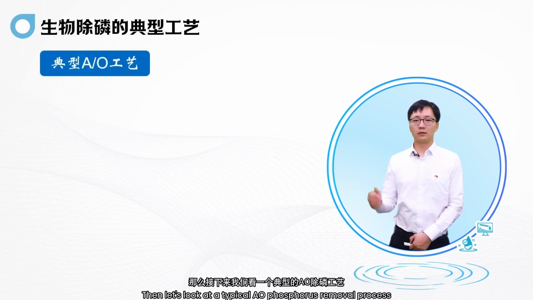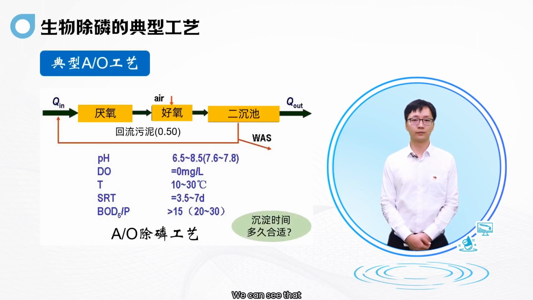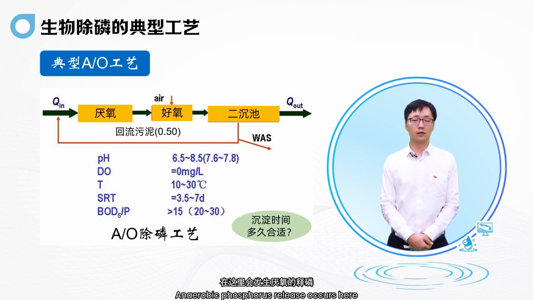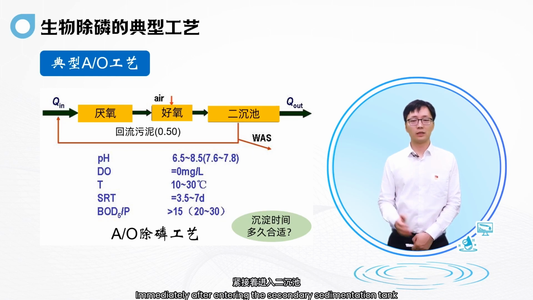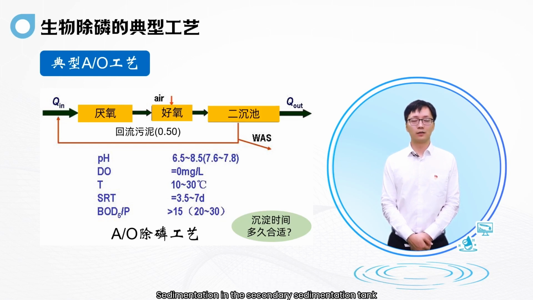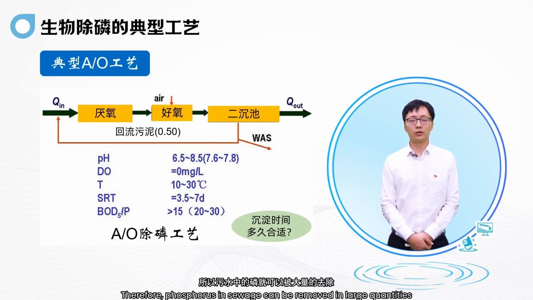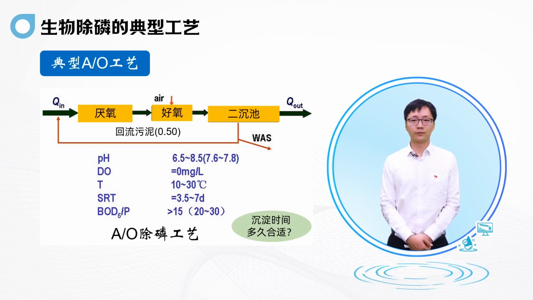Then let's look at a typical AO phosphorus removal process. We can see that wastewater will first enter the anaerobic tank. Anaerobic phosphorus release occurs here. Then it will enter the aerobic tank. Aerobic phosphorus absorption is carried out in the aerobic tank, followed by the secondary sedimentation tank for sedimentation. After precipitation, the phosphorus in sewage is absorbed by phosphorus accumulating bacteria. Therefore, phosphorus in sewage can be removed in large quantities.